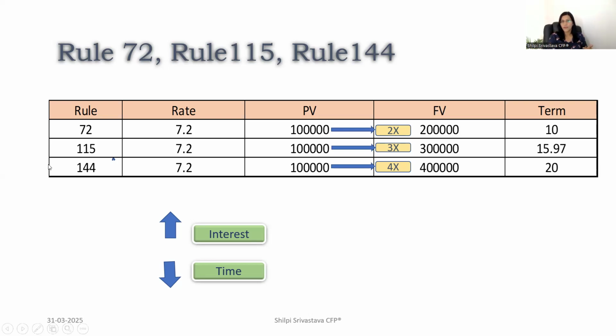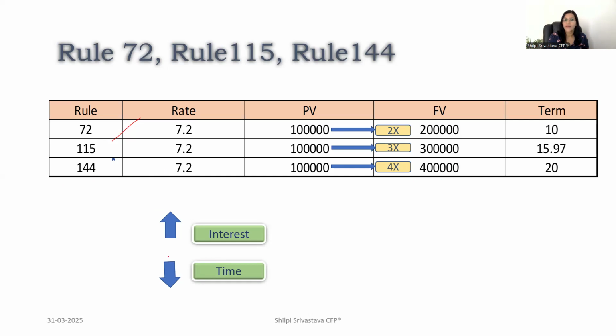Suppose you are investing 1 lakh rupees and you want 2 lakh rupees. How long will it take? You should know the rate of interest at which you are investing. So 72 divided by the rate of interest gives you the tenure. Similarly, 115 divided by 7.2 will give you 15.97, which is your tenure to triple your money. And 144 divided by 7.2 will give you 20 years, which is the tenure to multiply your money 4 times.